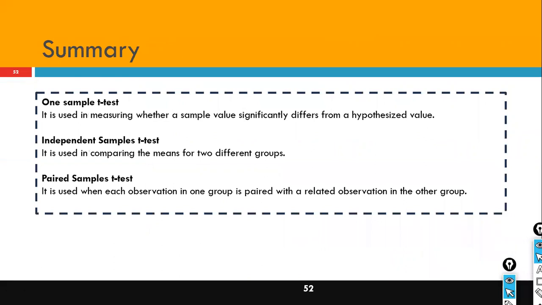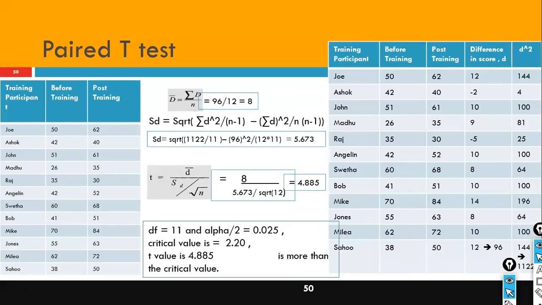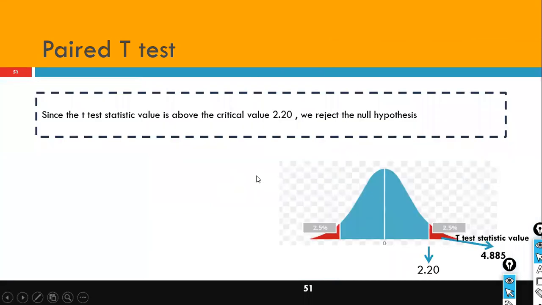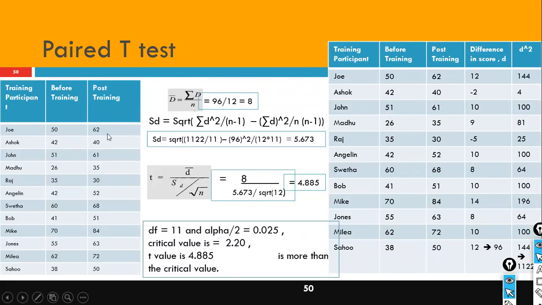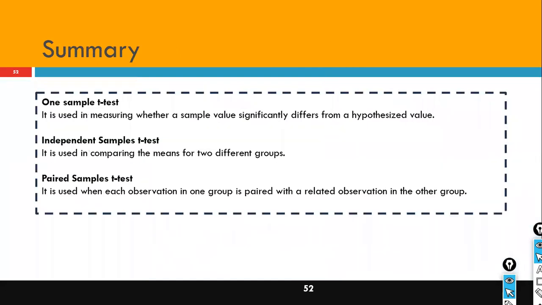Even in the case of the matched pair test, we can use the P value. When you use any statistical software, it will give you the P value only. But along with that, you can find the critical value also. Hence, we are going to reject the null hypothesis, and we are going to conclude that before and after training, there is a difference in the productivity.